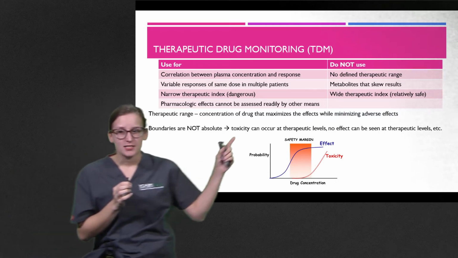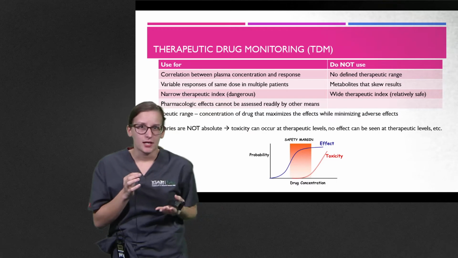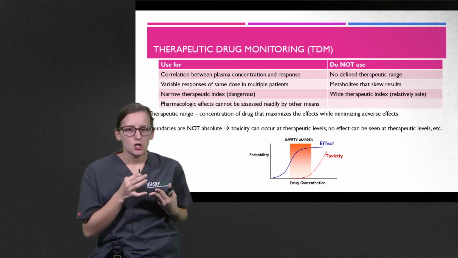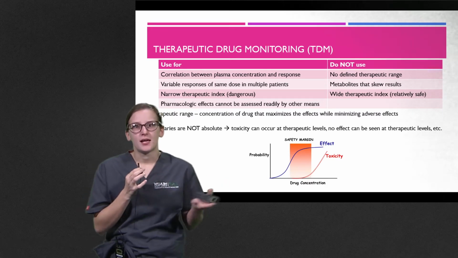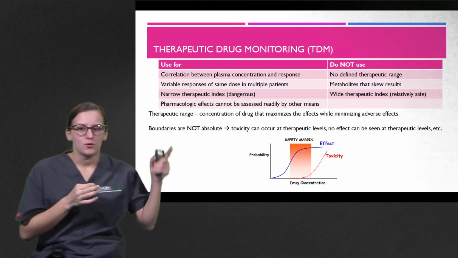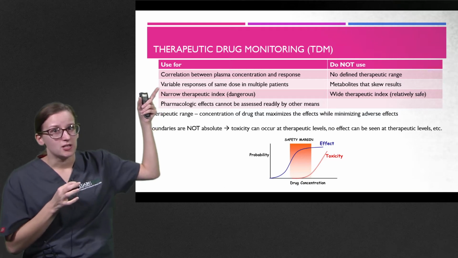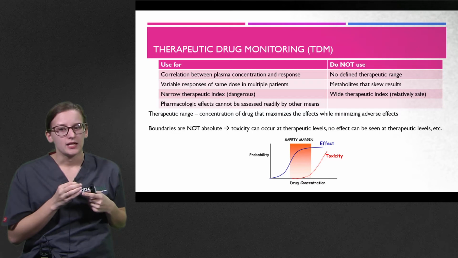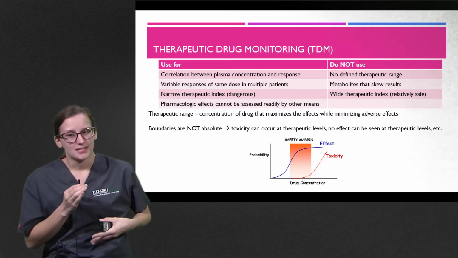And I already talked about safety, when not to use it, but also if you have a drug that has a lot of metabolites, that could skew the results, so that's not a good candidate. And then no defined therapeutic range, meaning you get a concentration back and you can't tell if it's going to be helpful or harmful, that's not a good candidate. We want something where we know the concentration and we know that it varies between patients, so we need to individualize it. And then the therapeutic range is the concentration that maximizes the effects and minimizes the toxicity.